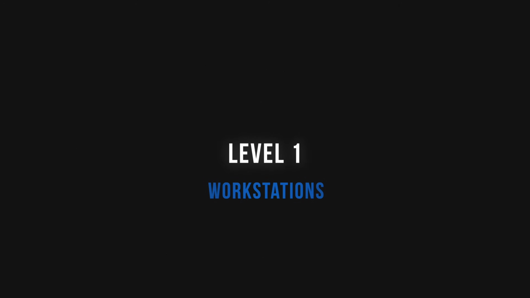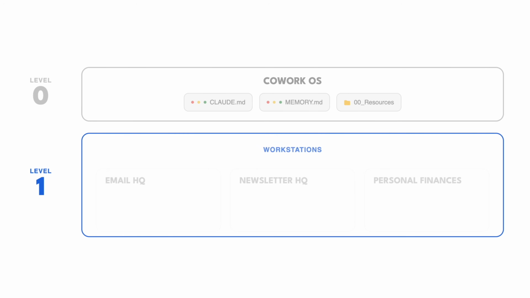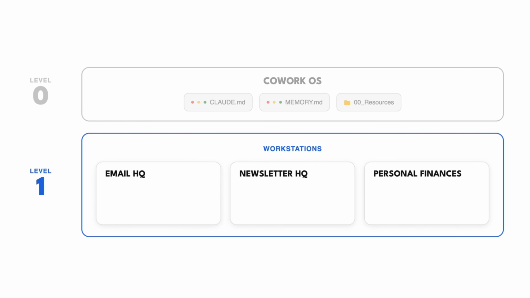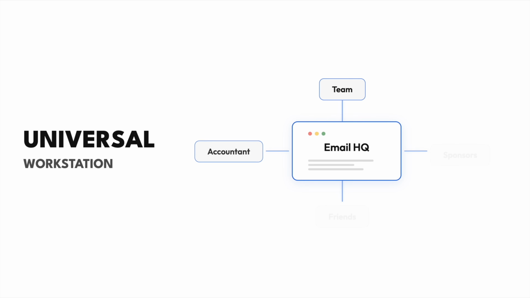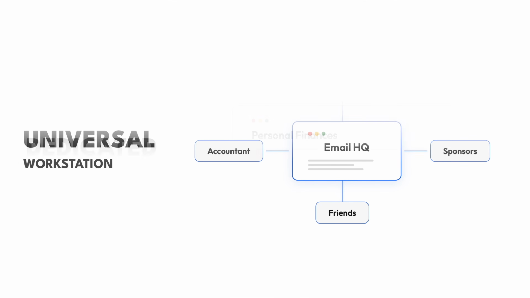All right, so we've covered the root level, and going one level down is workstations. These are basically areas of your life, each with its own Claude.md file, memory.md file, and resources folder. Broadly speaking, there are two types of workstations. Universal workstations handle things you do across every area of your life. Email is the clearest example. You email your team, your accountant, your sponsors, your friends, so the rules for how you write email apply across multiple workstations. Dedicated workstations handle one specific area of your life.